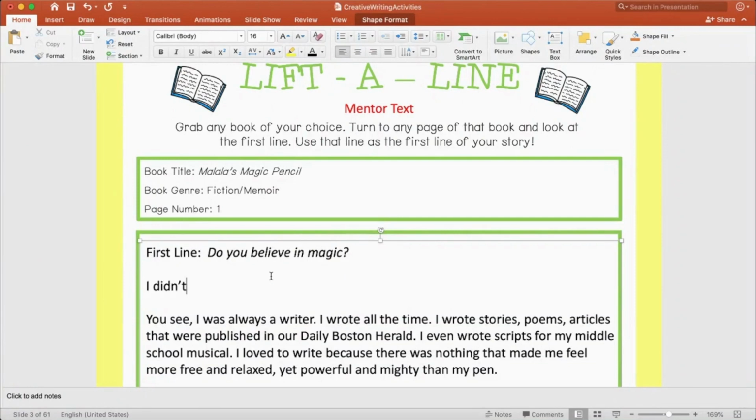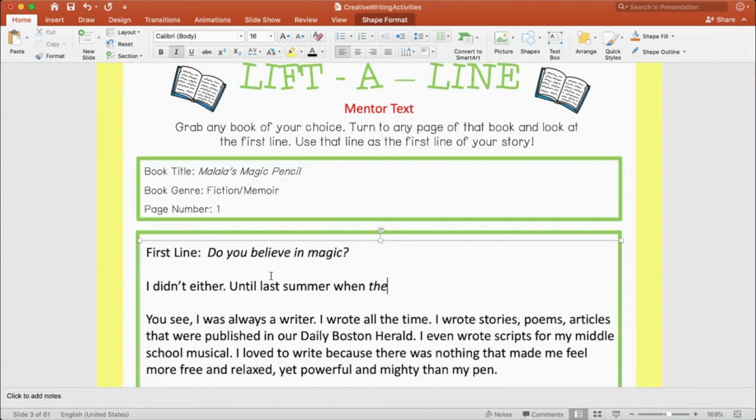very excited about writing. The first writing exercise is called Lift a Line. Have your students grab any book and turn to any page in that book and read the first line on that page. That first line then becomes inspiration for the first sentence of their creative writing story. And if they don't like that first line, they can just grab another book and repeat that process.